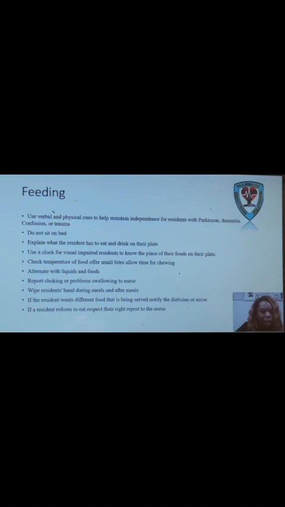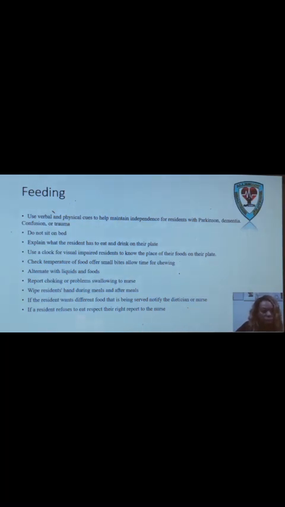You use a clock for visually impaired residents so that they know where their food is placed on their plate. For example, your chicken is placed at noon so that the resident can maintain some type of independence. Even though they're visually impaired, they may be able to still feed themselves if you're using verbal cues to help them know where the items are placed on their plate by using an imaginary clock.